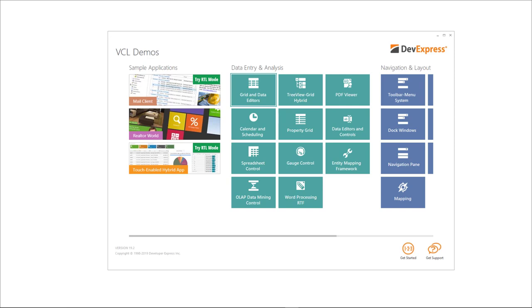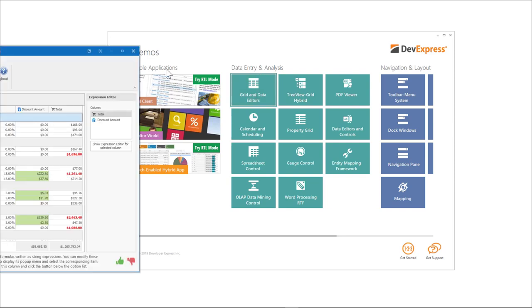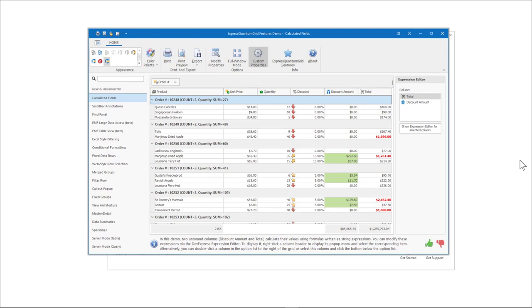So here's the standard VCL demo center, and I'm going to start off with the grids. Now, when I say grids, I'm basically going to talk about them as a trio. So there's the grid we all know and love, the standard grid, the very first control that DevExpress created for Delphi way back when in 1998. And it's obviously changed an awful lot since then, Express Quantum Grid. And by grid, I also mean the tree list. It's a specialized type of grid for us. And also the vertical or property grid. That's another grid variety that I'm going to be talking about.